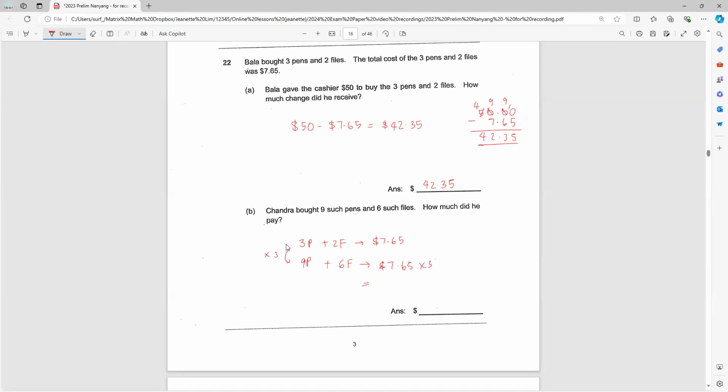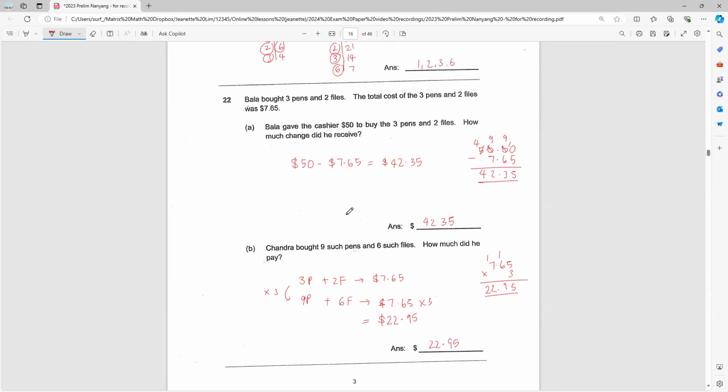And your working. So when you do this, the decimal point must be at the same place. Okay, so 5 times 3, 15. 6 times 3, 18, plus 1, 19. 7 times 3, 21, plus 1 is 22. So $22.95. So actually what this question is testing you more on is whether you know how to minus and multiply decimals. Okay, whether you use the right method to get the answer.